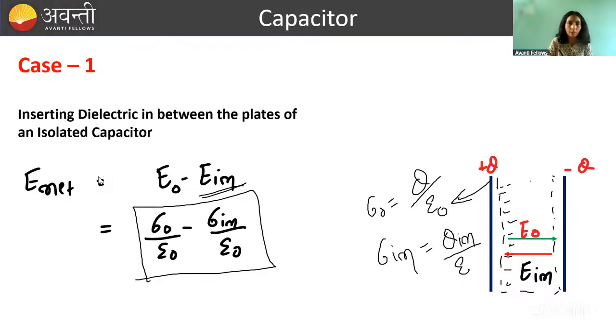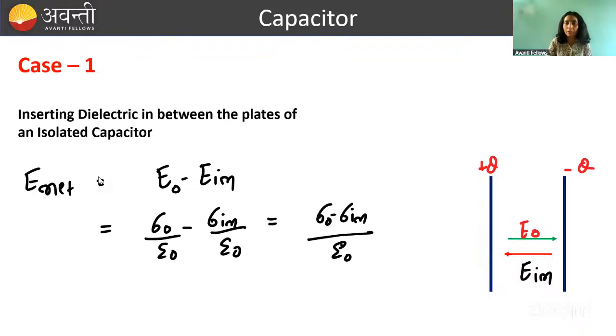area. I have to write area, not epsilon naught. What is sigma naught? Charge density, right? So you will write area here, the same area A. Why are we taking the same area? Because the dielectric is occupying the whole region between the plates of the capacitor. So if this plate has area A, then this region of dielectric also has area A.